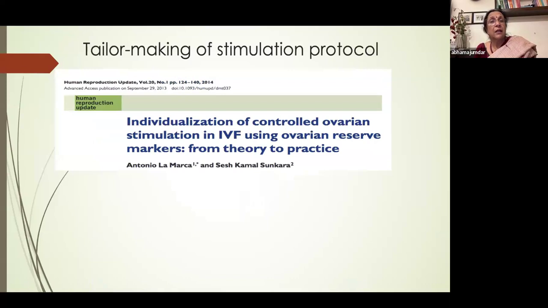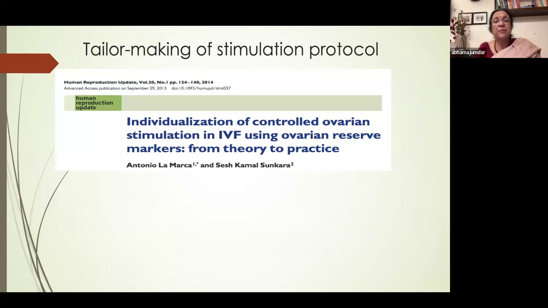So next is, I can't read the first line, I'm sorry, because there is a big meeting being recorded, printed right over there, but decision making in stimulation protocols. Now, this was again in 2014, where before that, we used to use individualization of controlled ovarian stimulation by values of FSH, and AMH was not available.